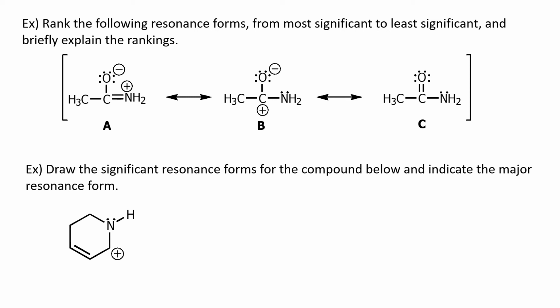So the skill that we need here is, given a set of resonance structures, you need to be able to rank them in terms of their contribution to the resonance hybrid. We're going to rank them from most significant to least significant, and we want to briefly explain why we chose what we chose. So go ahead and stop the video, apply the rules that we just reviewed, and try to determine the major and minor contributors to the resonance hybrid.